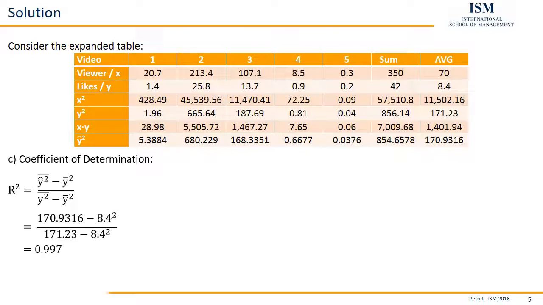So this value then gives us the share of the variance of y, which can be explained via the regression line. So the regression line we have just calculated on the previous slide can explain up to 99.7% of our variance in the likes by just using the information of the viewer numbers. Well, this then already concludes this exercise.